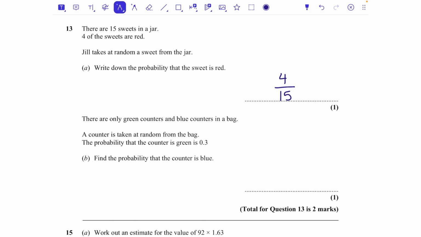There are only green counters and blue counters in a bag. A counter is taken at random from the bag. The probability that the counter is green is 0.3. Find the probability that the counter is blue.